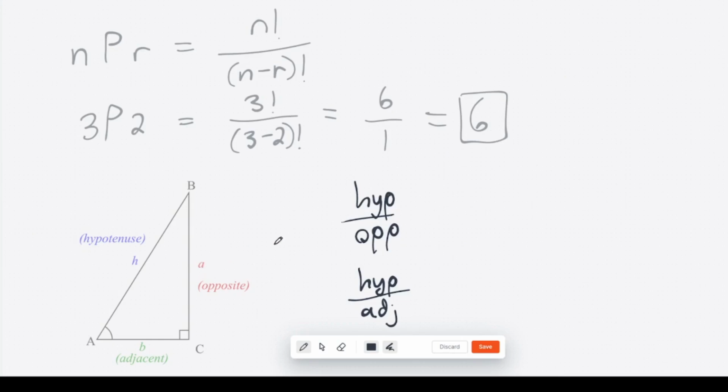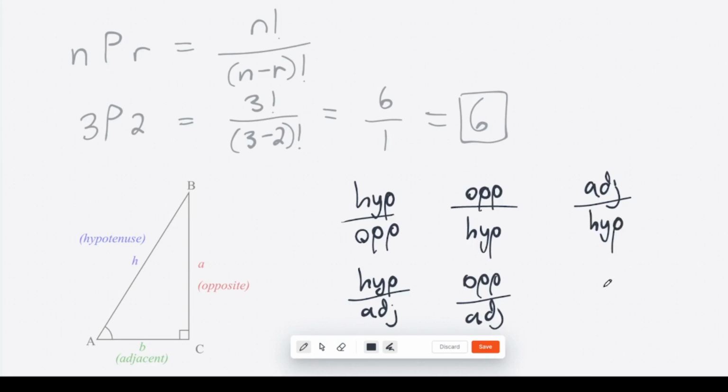So that's one possibility. The next possibility is to basically do the same thing, but now keep the opposite in the numerator and change the denominator. So opposite over hypotenuse and then opposite over adjacent. And then finally, let's do that with the last one. Adjacent is now going to be held in the numerator, and then we'll vary the denominator. So adjacent over hypotenuse and adjacent over opposite. So that's it. These should be our 6 trig functions, the 6 possible ways that we can represent a ratio given 3 sides in a triangle.